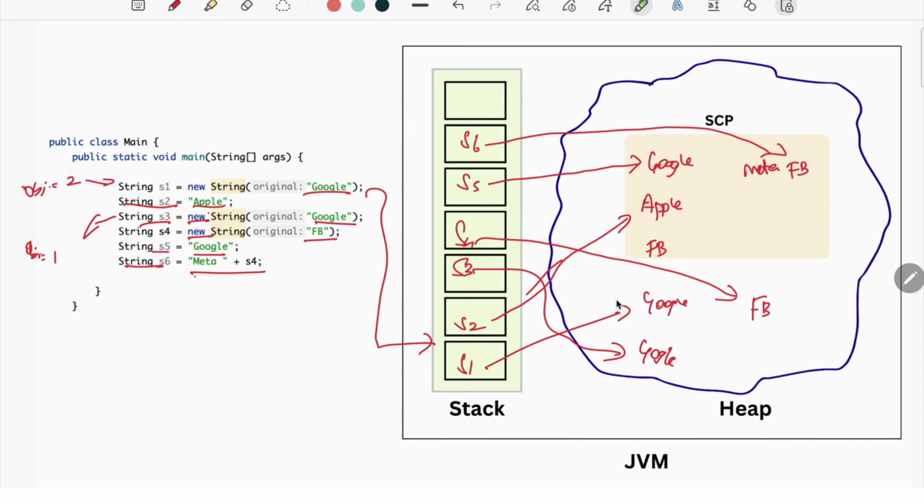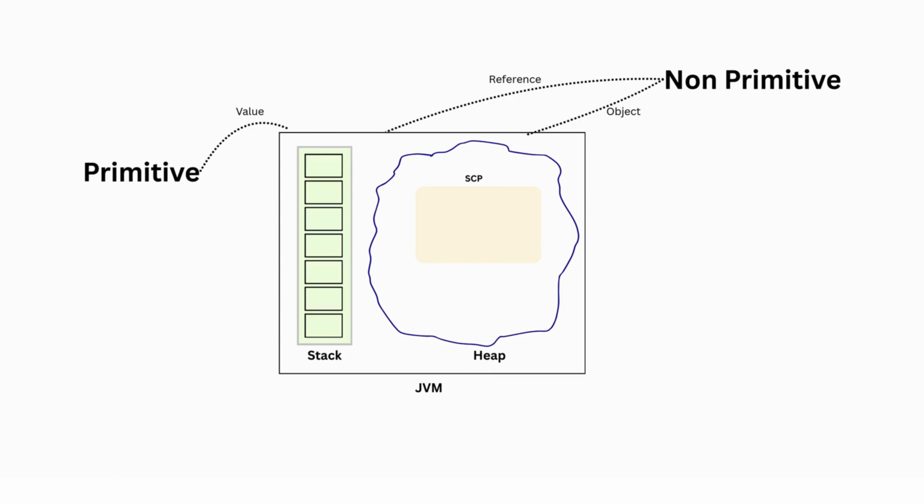Now we will have a recap. When we create Google with the new keyword, it will create a reference in the stack, create the object in the heap, and check in the SCP. If not present, it will create an object over there. And using string literals, it will create a reference in the stack and create the object in the SCP. Here is the overview: primitives store values in the stack, and non-primitives store a reference in the stack and the object in the heap.